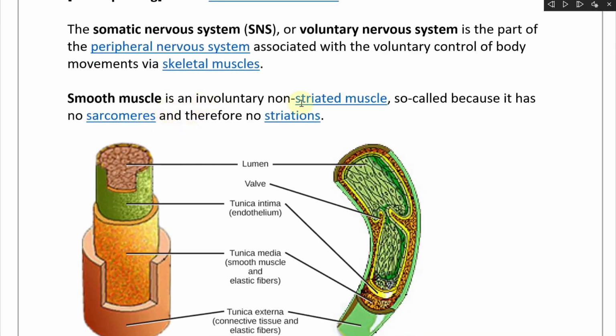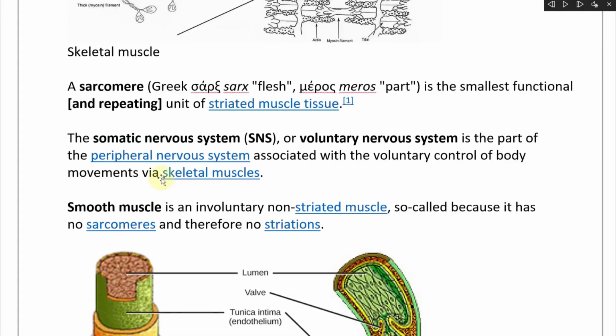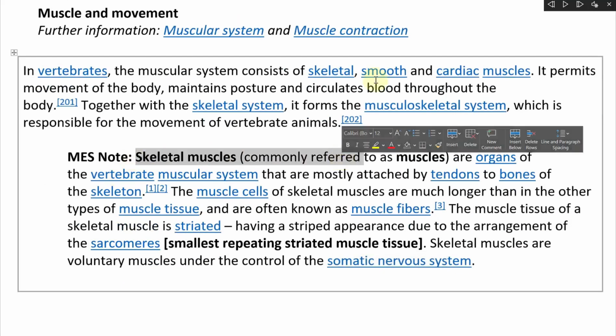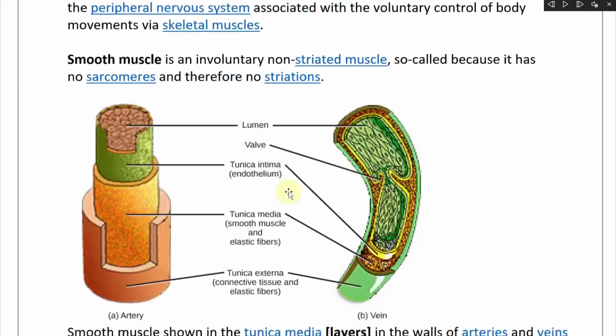Smooth muscle is an involuntary, non-striated muscle, so called because it has no sarcomeres and therefore no striations. This is in contrast to the skeletal muscles right here. Skeletal muscle is the striated kind, and it's connected. But now you have smooth, and then you have the cardiac, the heart ones. We'll just go over how this looks.